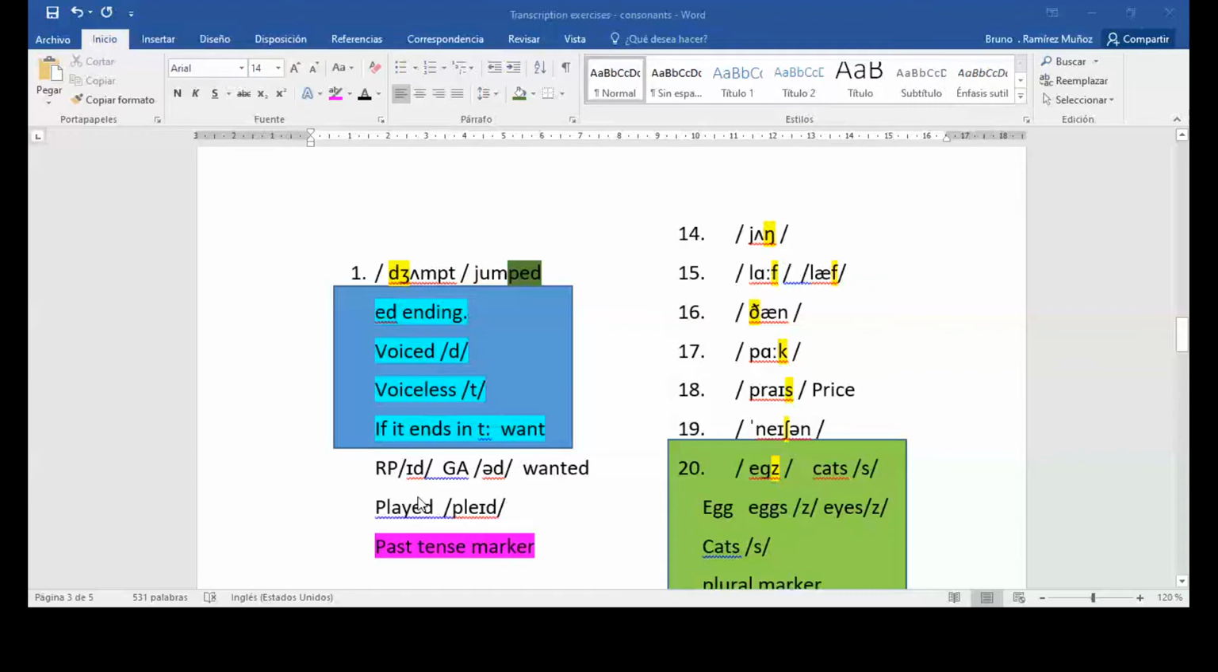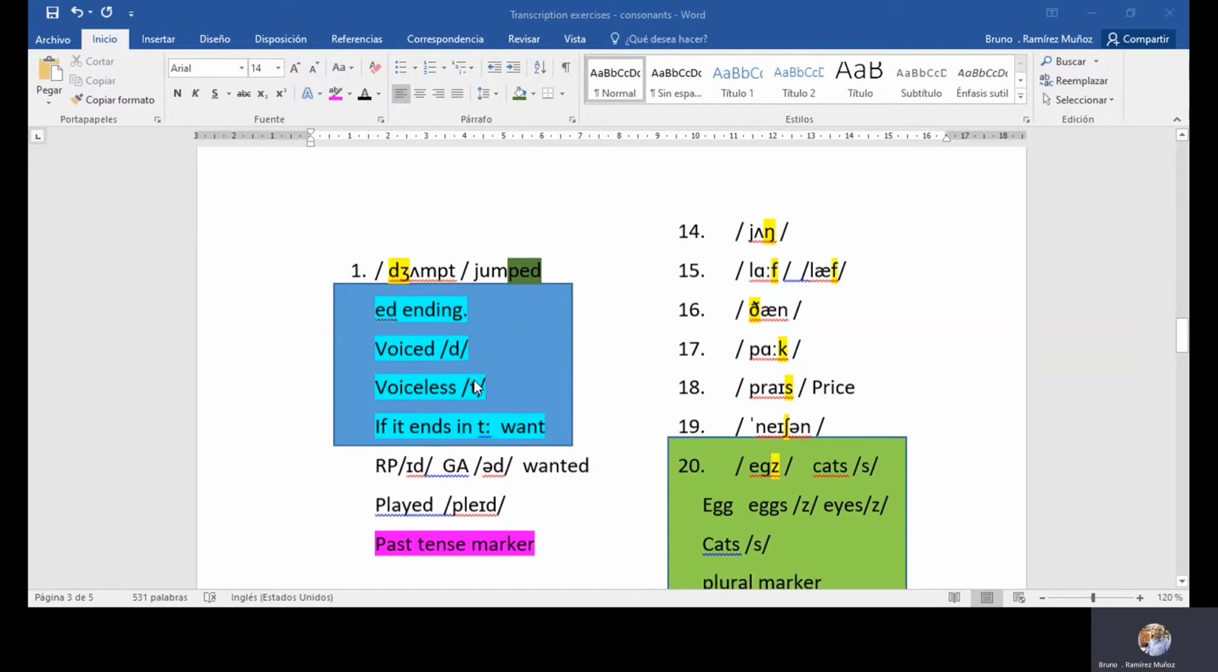So let me confirm that you are actually looking at the Word file. Okay, so this was shared last session. The ed ending, the past simple or participle ending, which might be d, t, or it could be id or ud, right?